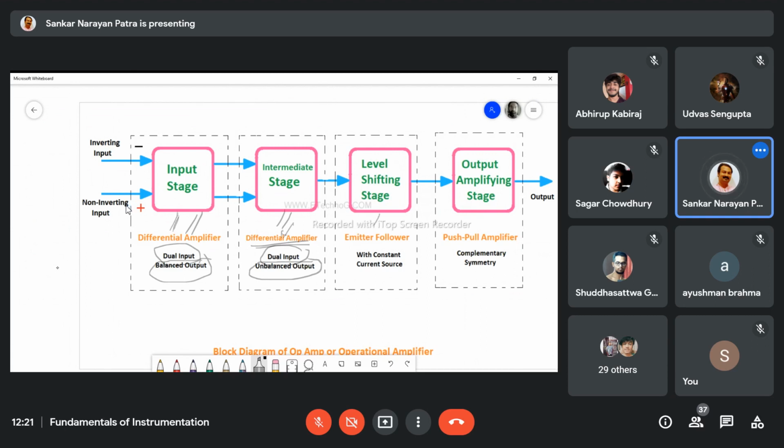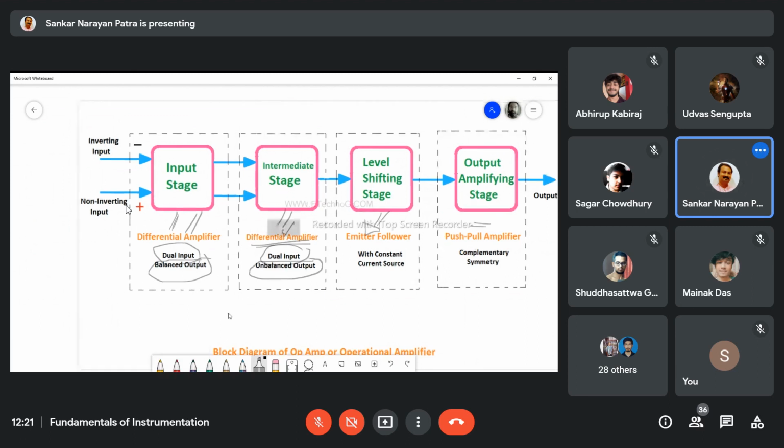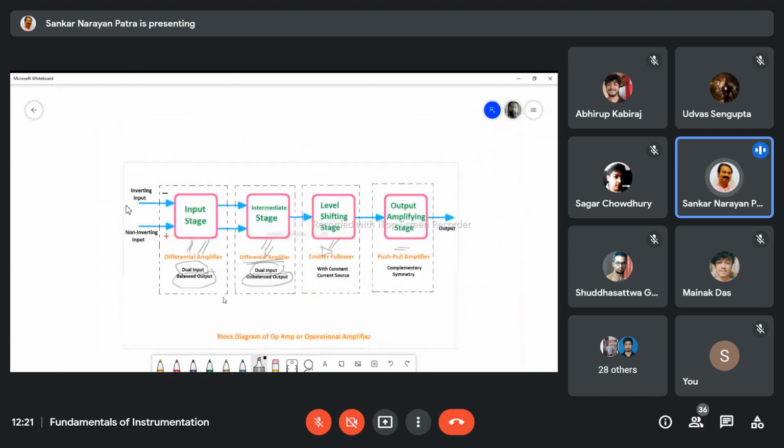Third one is the emitter follower, that actually is a biasing system which reduces the noise and uniformly passes the input voltage to the output stage, and there will be push-pull systems. And finally, we will get the output. This is the whole block diagram of the operational amplifier.